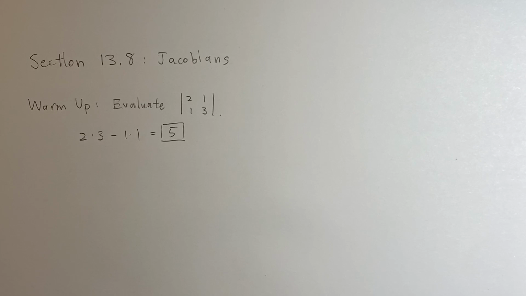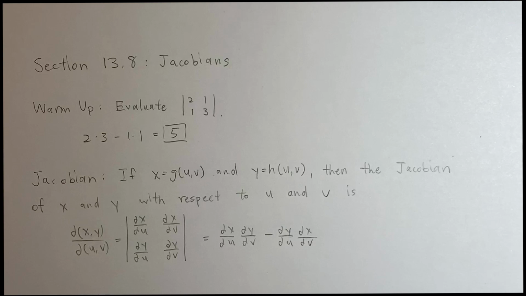Now we'll go ahead and give the definition of a Jacobian. If x is a function g of u and v and y is a function h of u and v, then the Jacobian of x and y with respect to u and v is denoted as partial of xy over partial of uv, and it's the determinant of the matrix dx du, dx dv, dy du, and dy dv. Of course, they're all partial derivatives, and this would also be equal to partial x partial u times partial y partial v minus partial y partial u times partial x partial v.